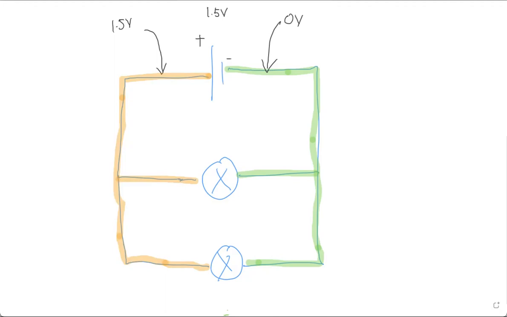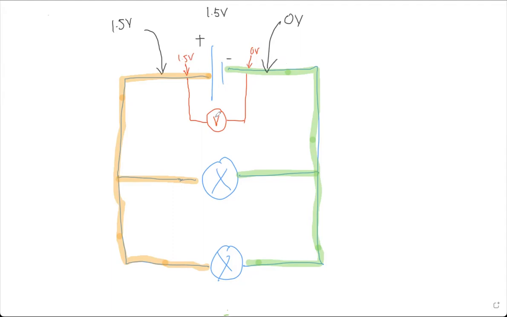If I were to measure the difference between these two points, if I put a voltmeter here, you have to measure the difference between the orange line and the green line. My voltmeter will show me 1.5 because green is 0 and orange is 1.5. So the EMF across this battery, this voltmeter will show me 1.5. Clear so far? All because this point is 1.5 volt and this point is 0 volt.